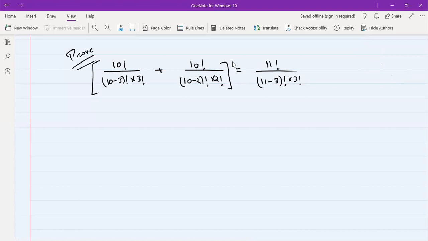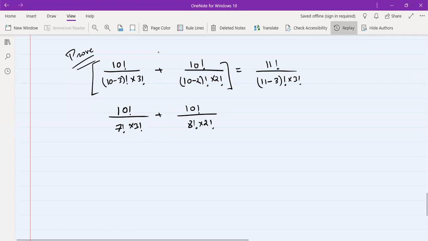Now think about the LHS. What do we have here? We have 10 factorial divided by 7 factorial into 3 factorial plus 10 factorial divided by 8 factorial into 2 factorial. Right, everyone? Step by step, one step at a time. Anyone have any doubt in this one? This is to prove, Vaishnavi, you don't have to solve this.